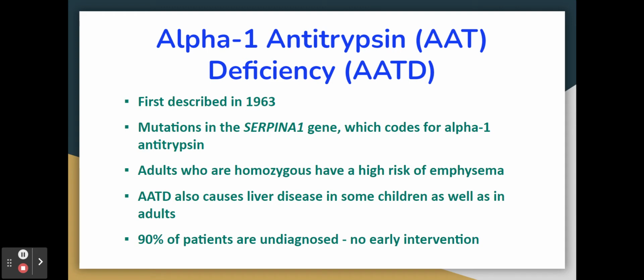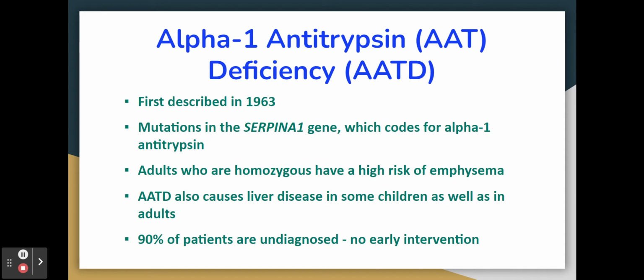But we'll start talking about alpha-1 antitrypsin deficiency. So this was first described in 1963. The gene that is the culprit is the SERPINA1 gene. It codes for alpha-1 antitrypsin normally, and that's a good enzyme to have.